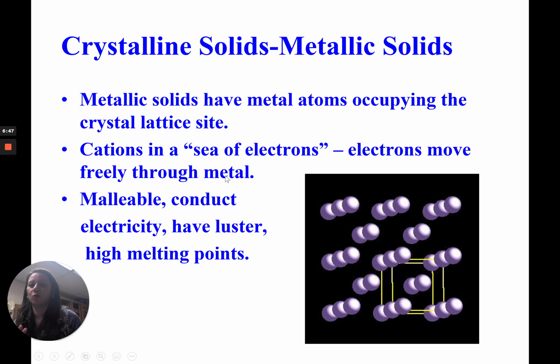This sea of delocalized electrons causes a lot of unique properties for metals. Things like metals being malleable, because of the sea of electrons, the cations can kind of slide around. They conduct electricity because the sea of electrons allows for flow of electrons. They have luster. They have high melting points. All these are because of that sea of electrons and the attraction between the electrons and the cations. So to review the four different types, we have amorphous, which are random. Then we have crystalline ionic, crystalline metallic, and crystalline molecular.